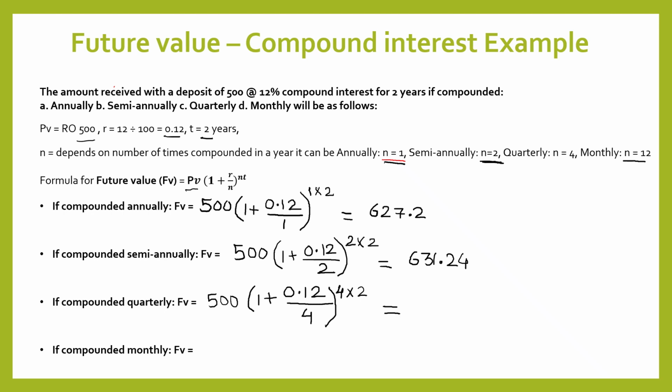So when you take it on the calculator, 500 into bracket 1 plus 0.12 divide by 4 bracket close power of 4 multiplied by 2, that is 8, you will get the answer 633.385.